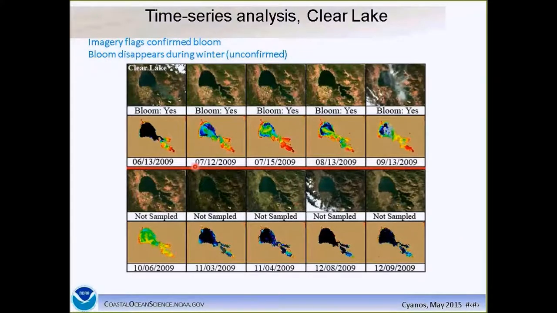And notice that the arm down here, the east arm, the lower arm, clearly has more, which I think most of you who know Clear Lake are familiar with.